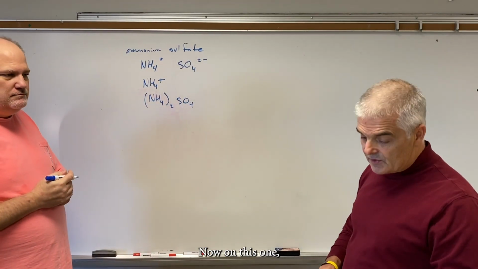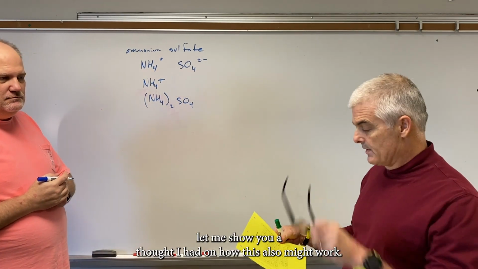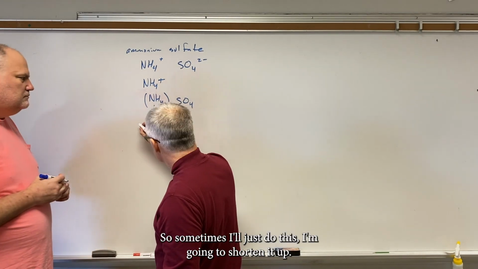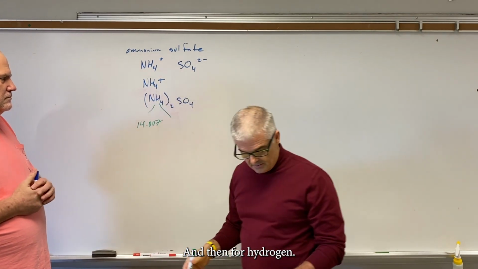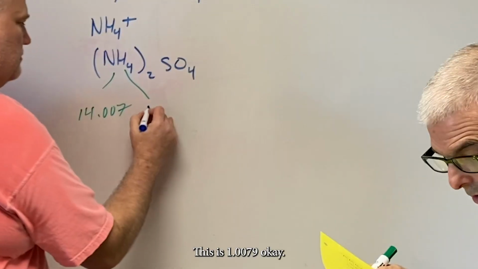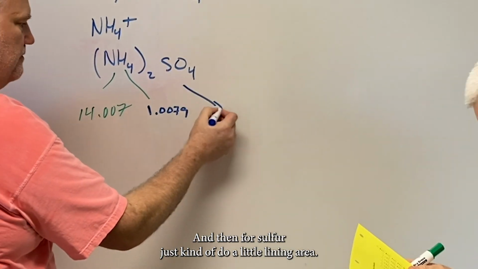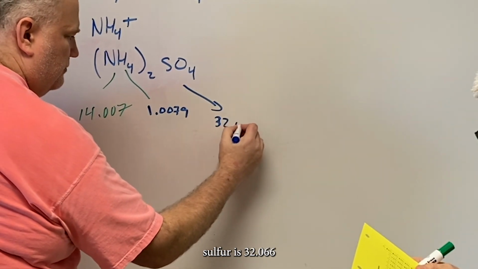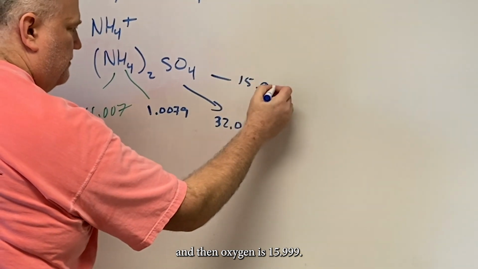Yes. Now, on this one, let me show you a thought I had on how this might also work. For nitrogen, it's 14.007. So sometimes I'll just shorten it up. And then for hydrogen, you want to write this number down, this is 1.0079. And then for sulfur, 32.066. And then oxygen is 15.999.